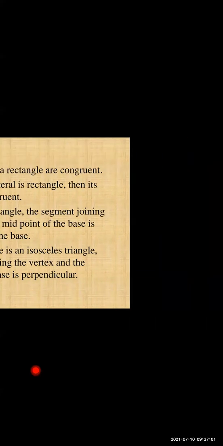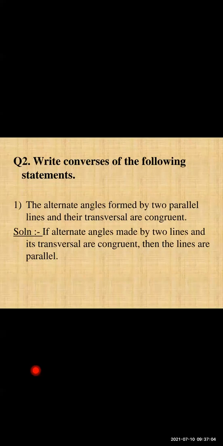Okay, now write the converse of the following statements. We have seen how we are going to write down the conditional statements, and now we have to write down the converse of the given statement. First statement: the alternate angles formed by two parallel lines and their transversal are congruent. Here only a statement is given, not a conditional statement, and we have to write the converse directly. If you want to write it in conditional form and then convert it, that is okay, or you can write the converse directly, it is also okay.